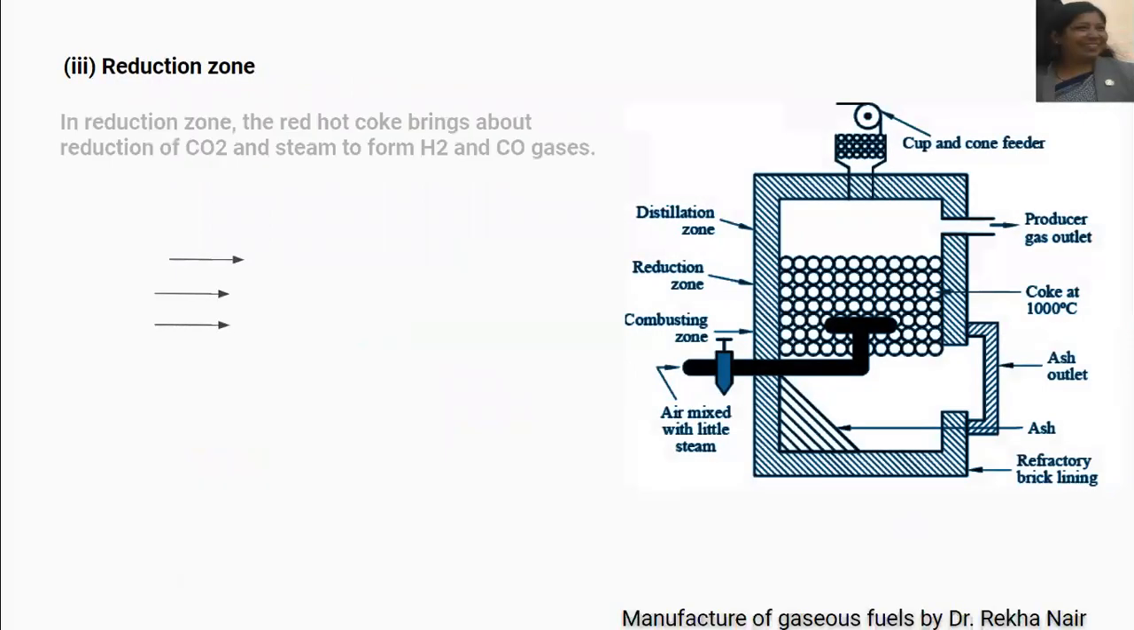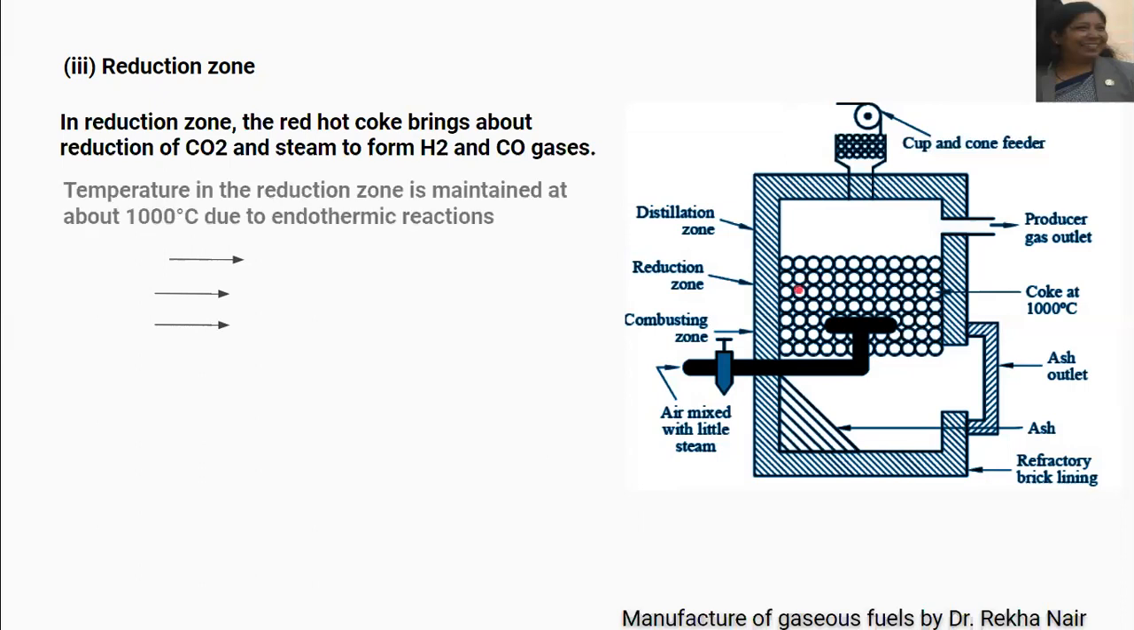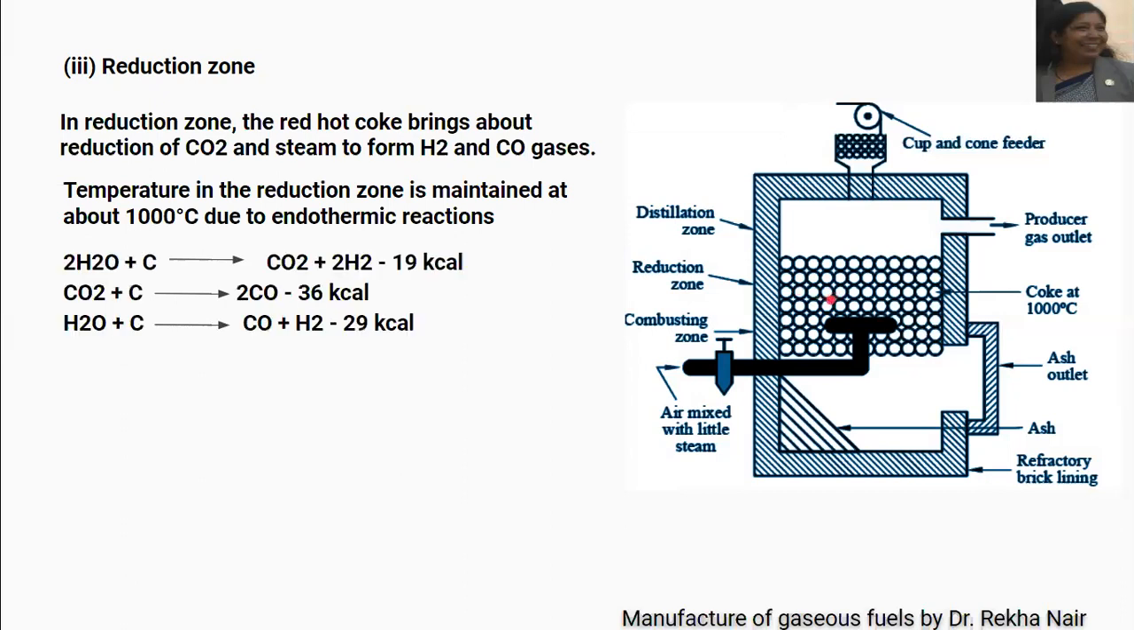In the reduction zone, the red hot coke brings about the reduction of carbon dioxide and steam, and will form hydrogen and carbon monoxide gases. All these reactions are endothermic in nature, because of which there will be a reduction of temperature. The temperature maintained in the reduction zone is 1000 degrees centigrade. You can see that all these reactions of formation of carbon monoxide and hydrogen are endothermic in nature.